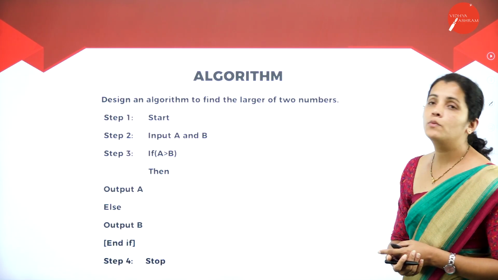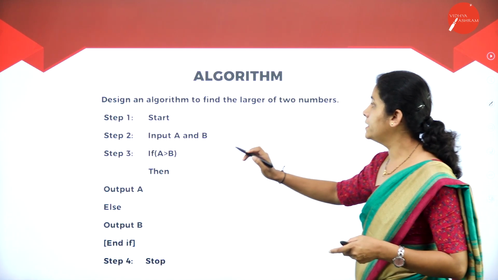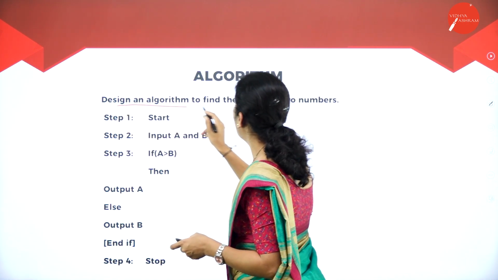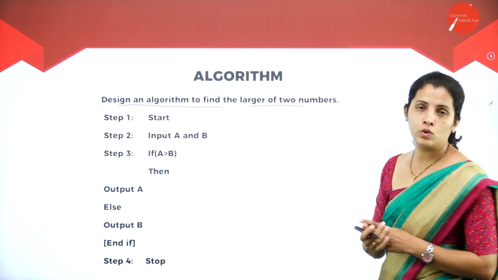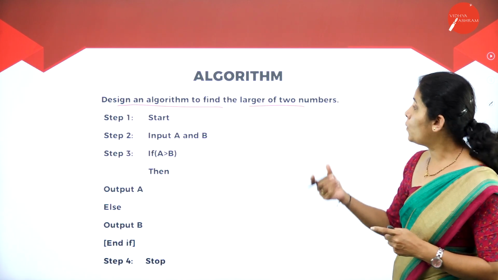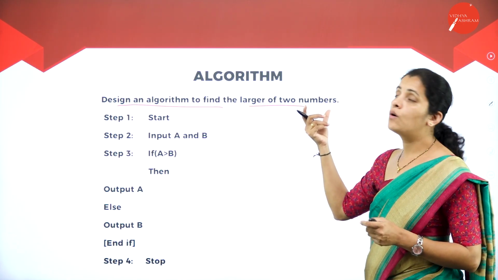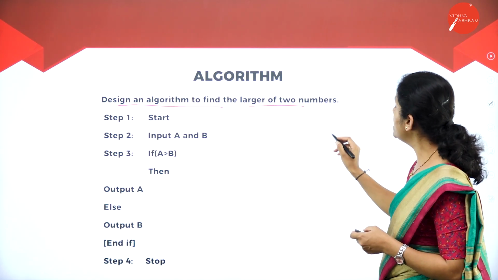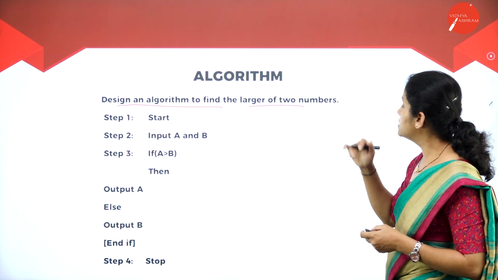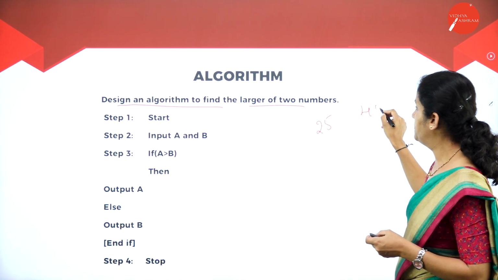Moving further, I'm going to have another example algorithm, that is, design an algorithm to find the larger of two numbers. So what is my problem here? I want to find the larger of two numbers. That means initially I want to read two numbers. For example, say it is 25 and 40.